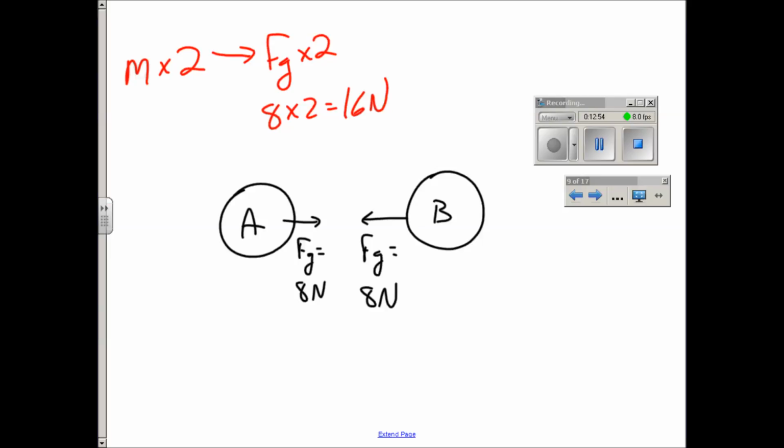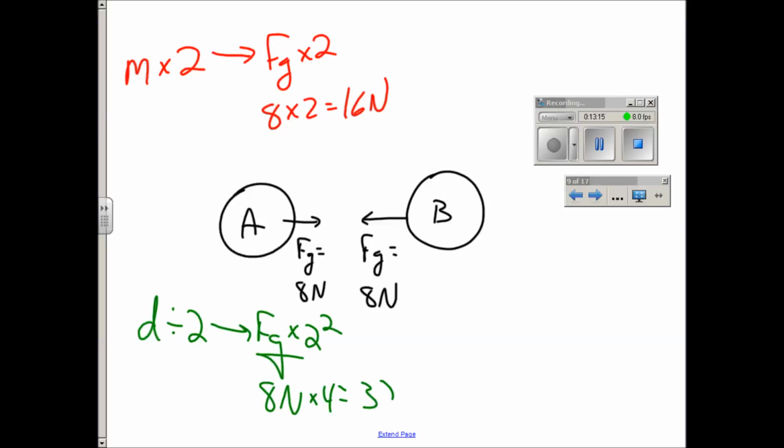Okay? Or what if you moved them so they were half as far apart? If they're only half as far apart, then we're taking our distance and dividing it by 2. So that means that our force of gravity, remember, distance and force of gravity follow the inverse square law. So if our distance got divided by 2, then our force of gravity is going to get multiplied by 2 squared. So you'd take the 8 newtons and multiply it by 4, which will give you 32 newtons. Okay? So, there you go. Cool. Short video today.